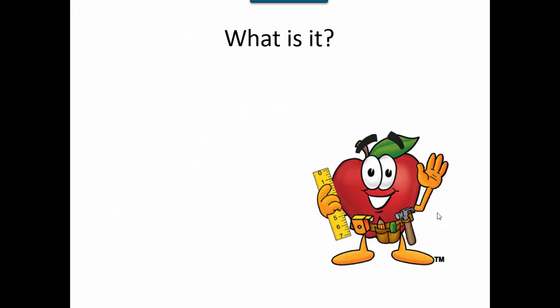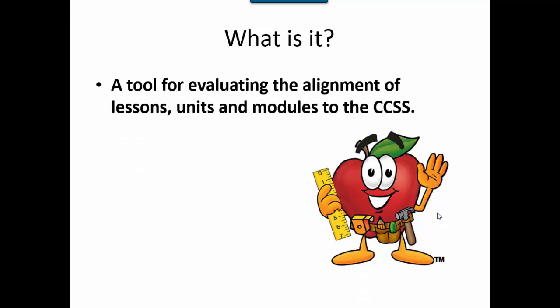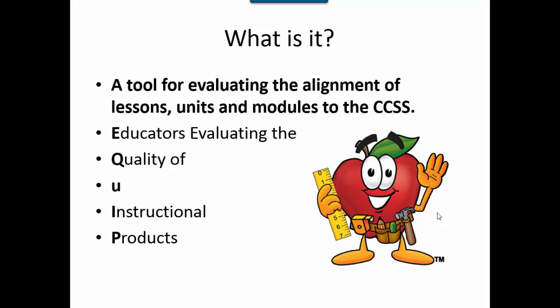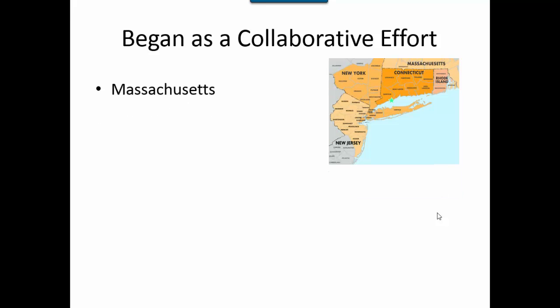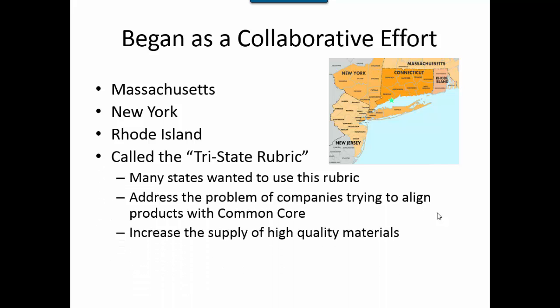Well, what is it? It is basically a tool for evaluating the alignment of your lessons with Common Core standards. It stands for Educators Evaluating the Quality of Instructional Products. It began in 2010 as a collaborative effort between Massachusetts, New York, and Rhode Island. They came up with a process by which they could determine key indicators and quality-aligned materials for the Common Core.